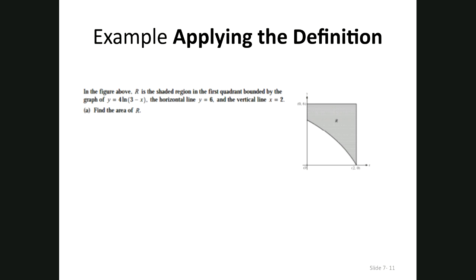It says in the figure above, R is the shaded region in the first quadrant bounded by the graph of 4 natural log of 3 minus x. So I'm going to say that this is 4 natural log of 3 minus x. Horizontal line y is equal to 6. So this is y is equal to 6 here, this line. And the vertical line x equals 2. Okay, so now they gave us our interval. Find the area of R. Well, if I'm going to find the area of R, I'm going from 0 to 2. First thing I do is I always find my interval. And then top function, which is just 6, minus the bottom function, 4 natural log of 3 minus x.